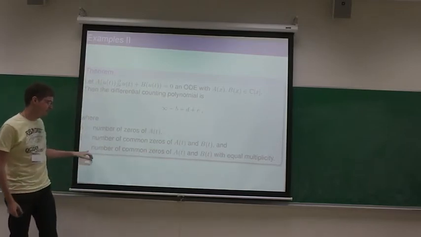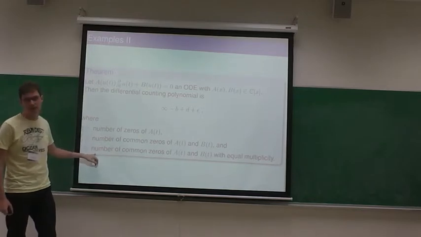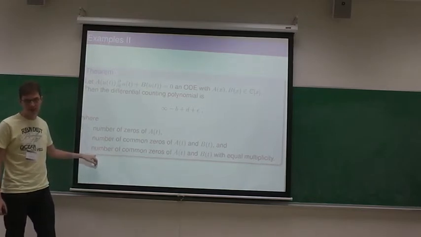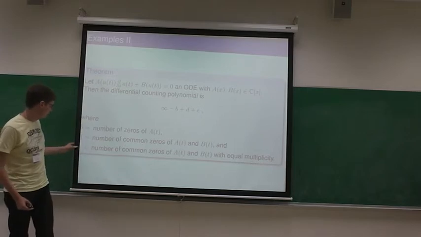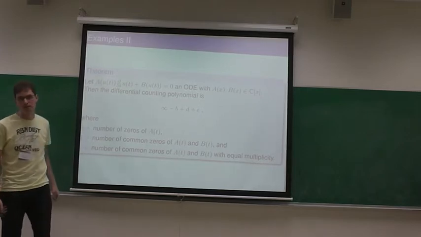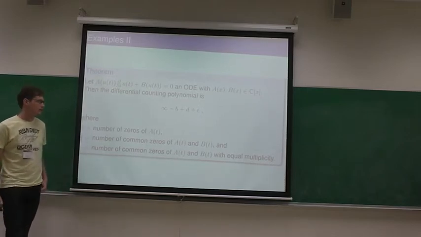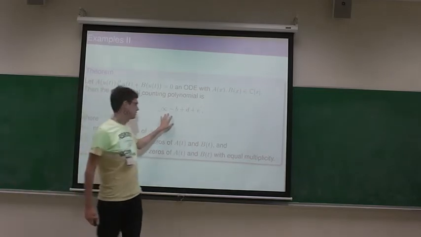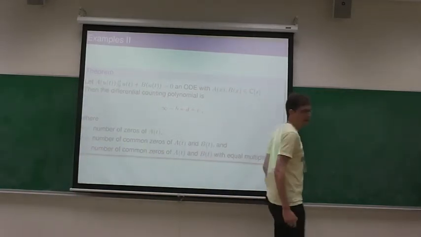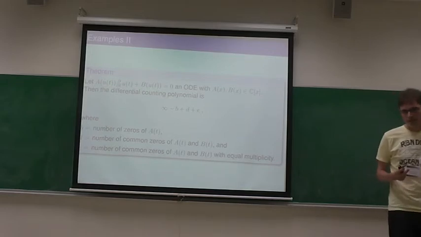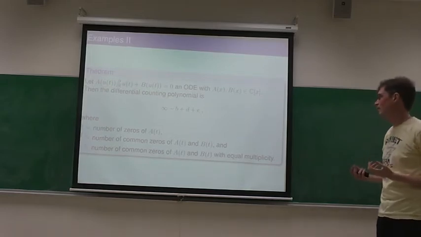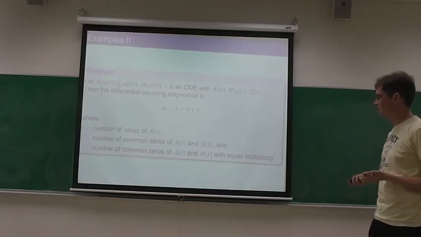And if a common 0 appears with equal multiplicity, then by L'Hopital's rule, you can construct E additional solutions of the system. So in this sense, this polynomial gives you more information than the dimension polynomial because you really see how many solutions there are.